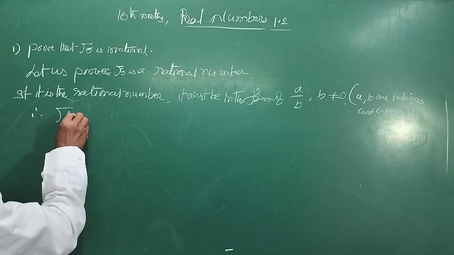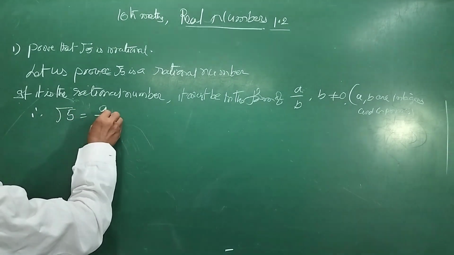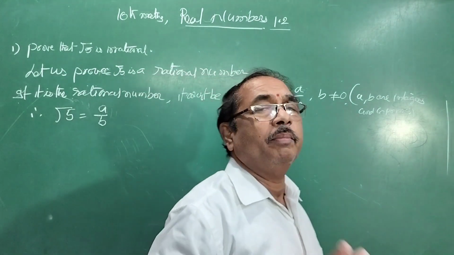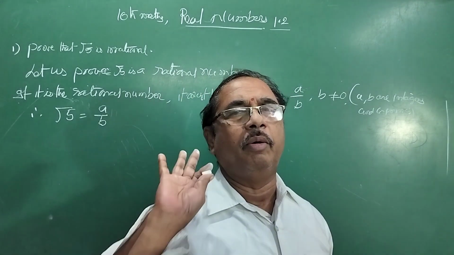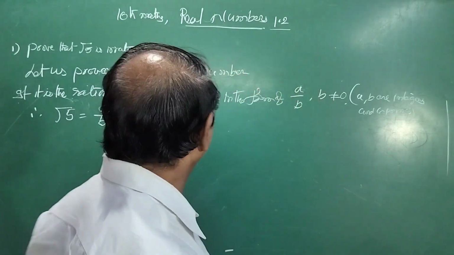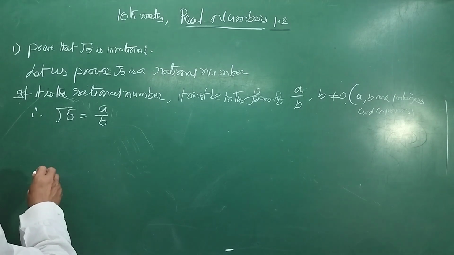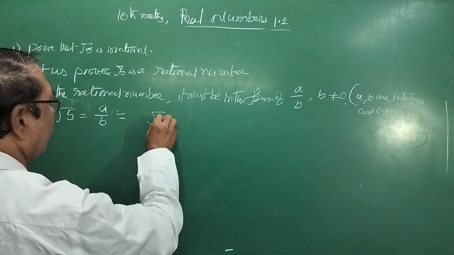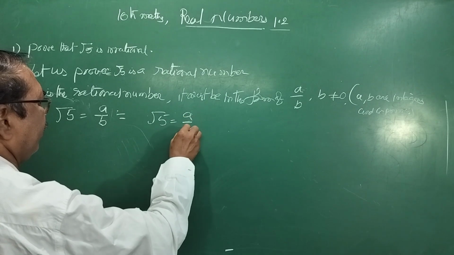Therefore, root 5 is equal to a by b. That means root 5 must be in the a by b form, isn't it? Yes, let us do. Here I am writing, you write as a next step. Root 5 is equal to a by b.